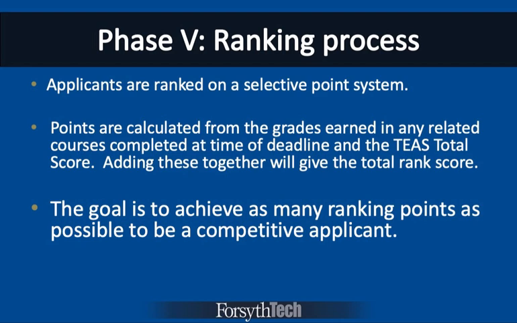For example, look at the packet where English 111 is worth 3 credit hours. If you earn an A, then you will have 4 quality points times 3 credit hours for a total of 12 points for that course. Each course completed will be calculated accordingly to determine the related course point total. Once the applicant has taken the TEAS, the related course point total will be added to the TEAS total score to determine the applicant's total ranked score.